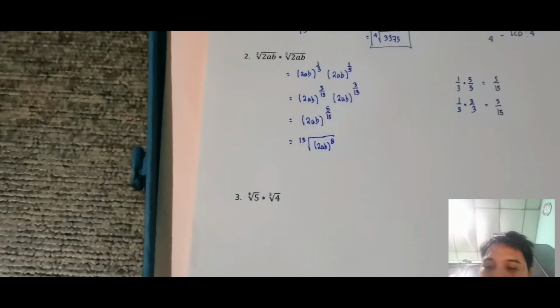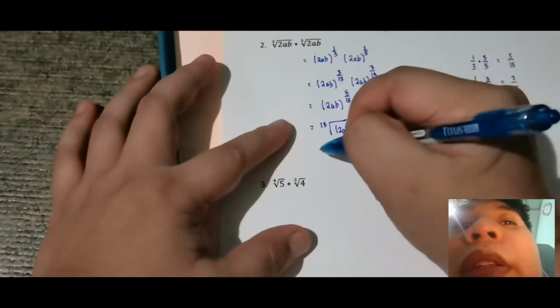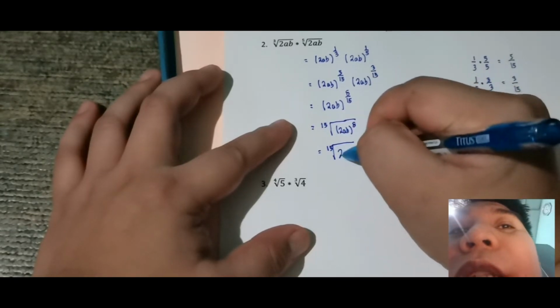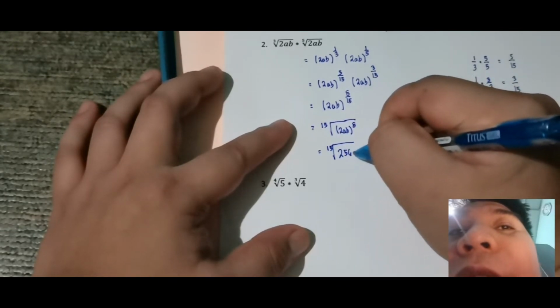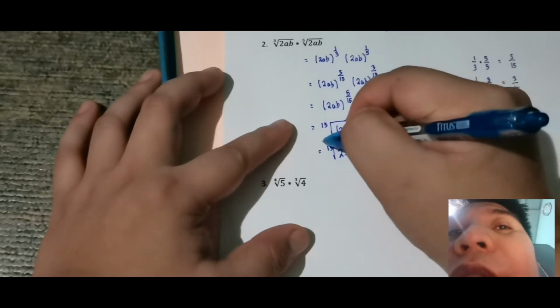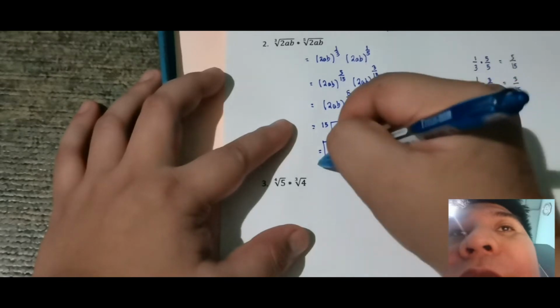Okay, so next is simplify pa natin further yan. So let's have 2 raised to 8. 2 raised to 8 is 256. So this is simply 15th root of 256 a raised to 8 b raised to 8. So ito yung kanyang sagot.